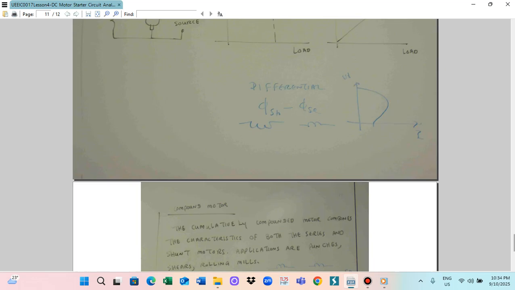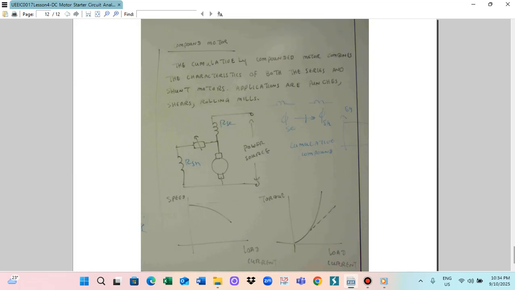And the compound motor. There are two kinds of compound: cumulative compound and differential compound. Cumulative compound means the series flux and the shunt flux are combined, so the series flux is added to the shunt flux. So this is called cumulative compound.